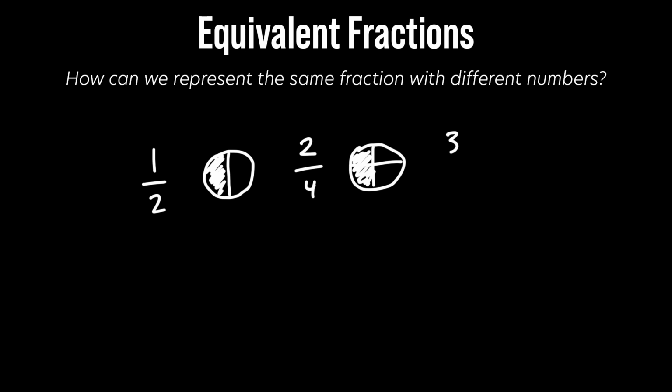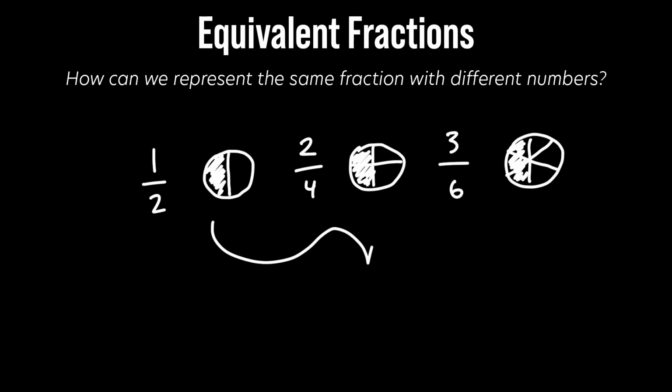And how about 3/6? Let's try that. So we have 6 portions and we shade in 1, 2, 3. As you can see, all three of these examples yield the same result, 1/2. So 1/2 is equal to 2/4, which is equal to 3/6 as well.